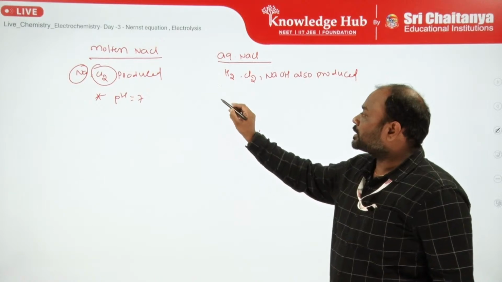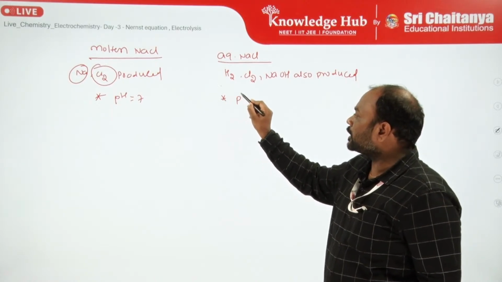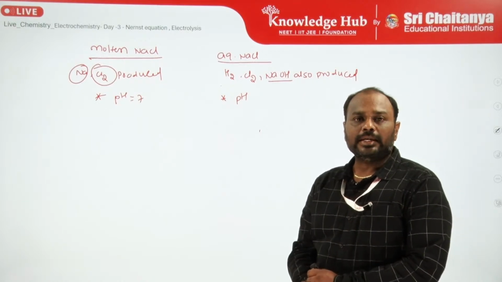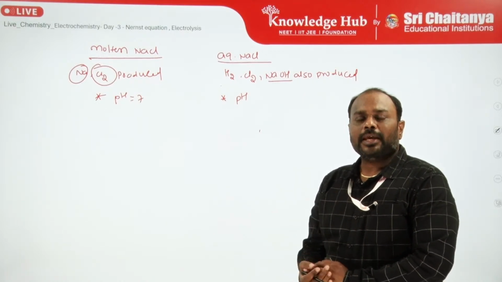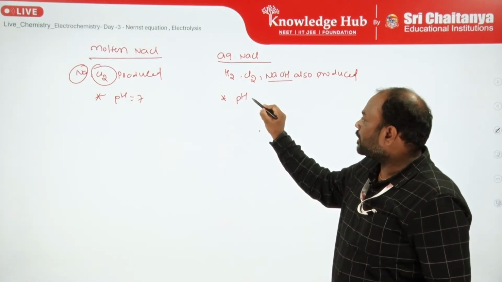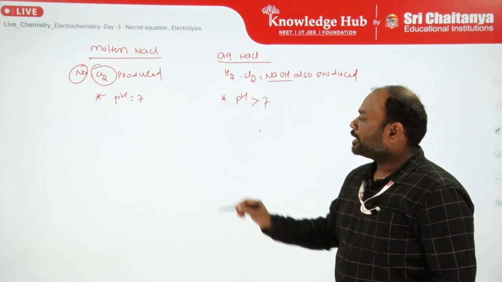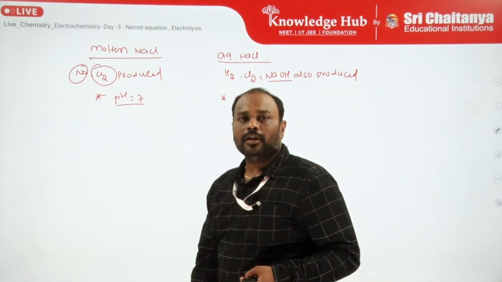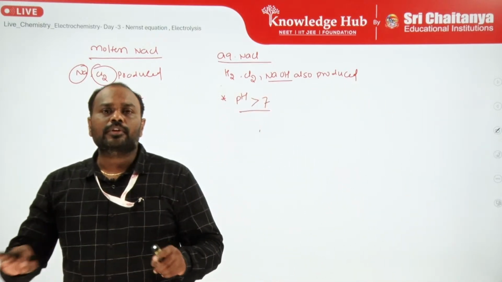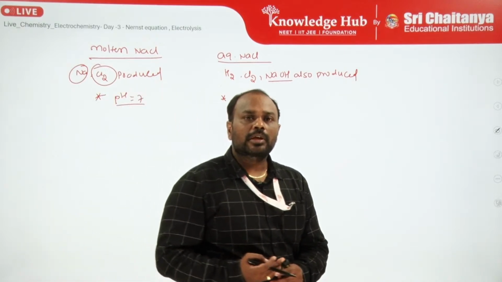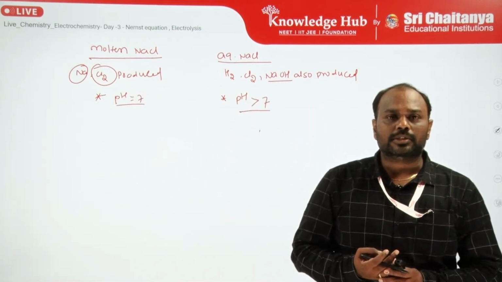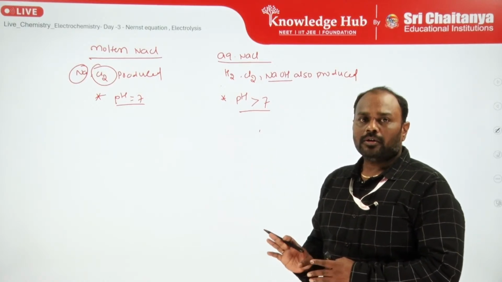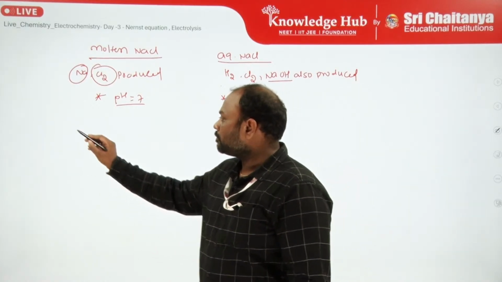But in aqueous NaCl, after the electrolysis process, what do we get? A base. For bases, the pH value is greater than 7. Here the pH value is equal to 7, here the pH value is greater than 7. So if they ask the question, in which of the following forms a basic solution after electrolysis? That is the aqueous form. Okay, so this is the important one. Let us take one more example.